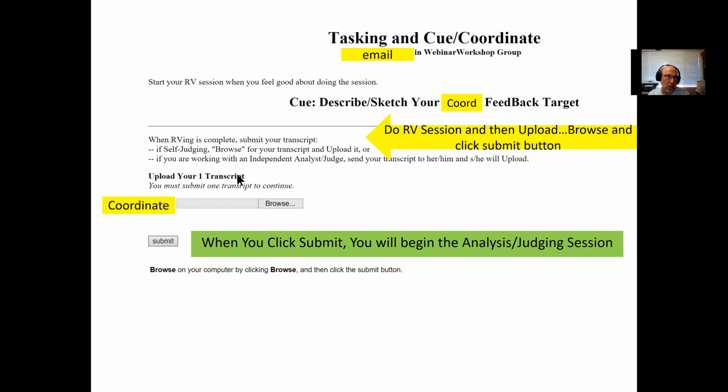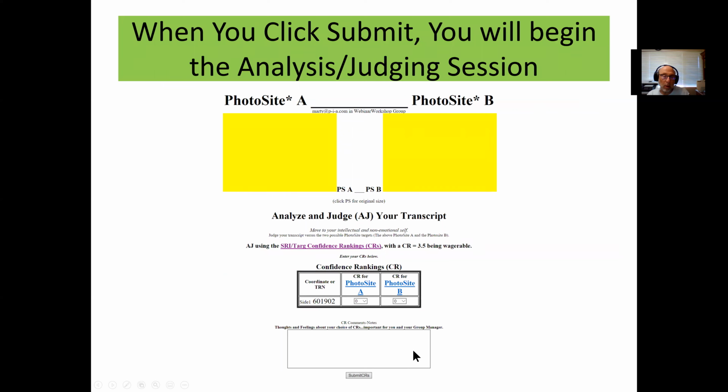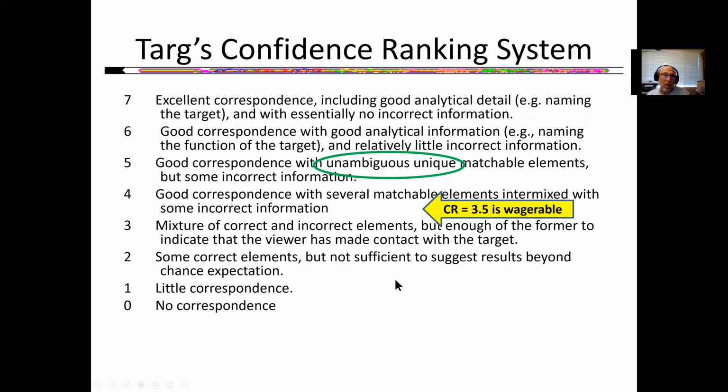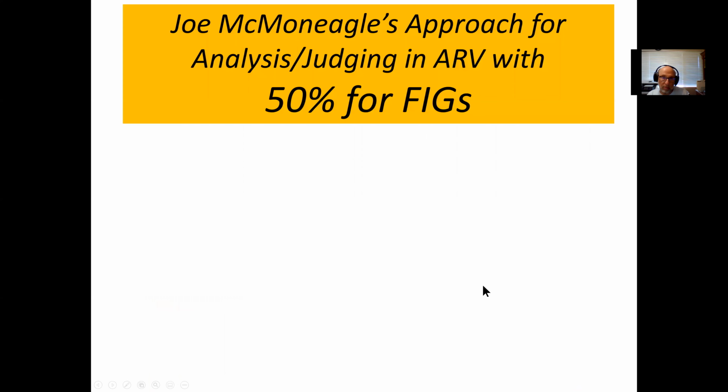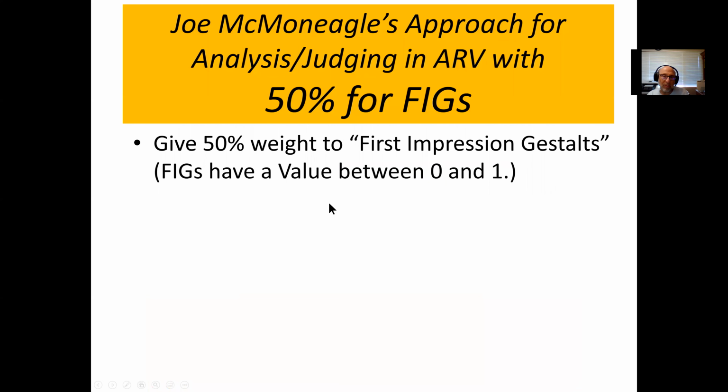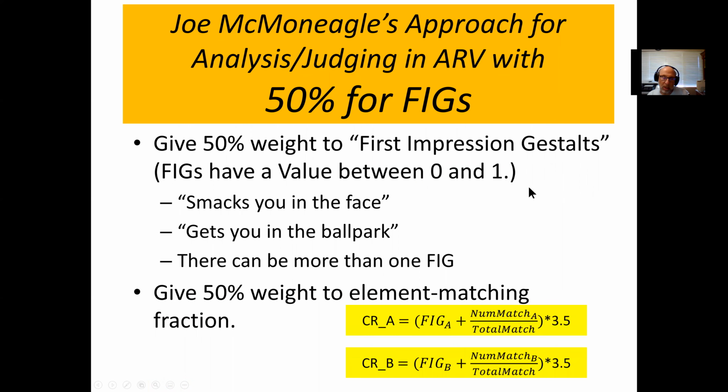So you can't go to the next step until you put your transcript in there. And then once you do that, you will get first the first one, and then the second one, and then a page like this. We've talked about the TARG system, but I would like you to use Joe's system. And remember, he has the 50% weight for first impressions. This is the formula.